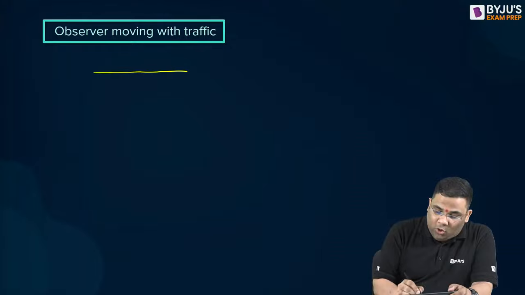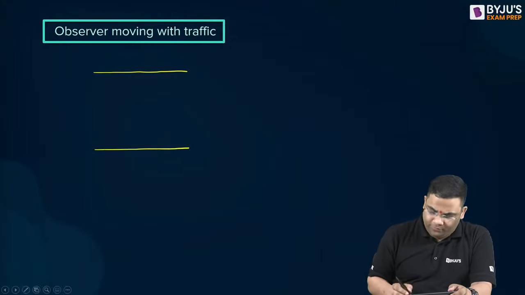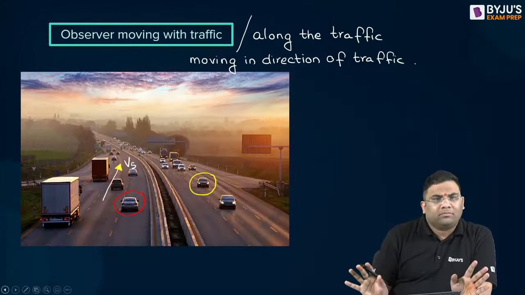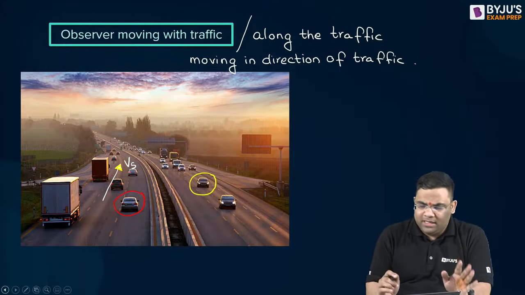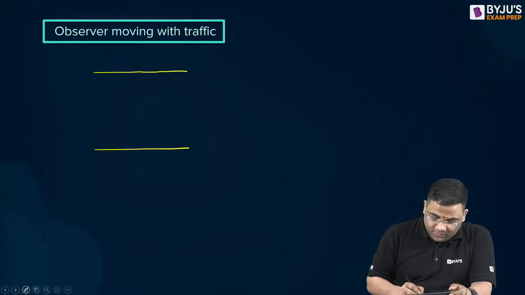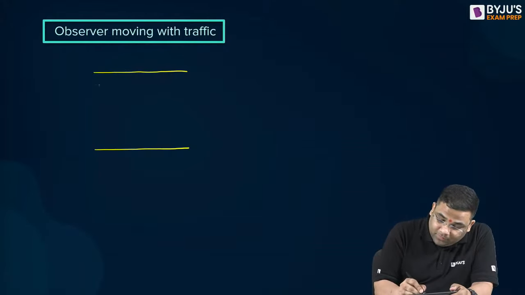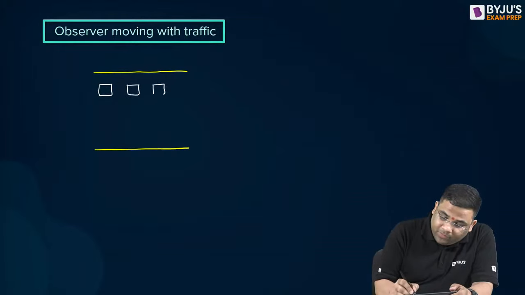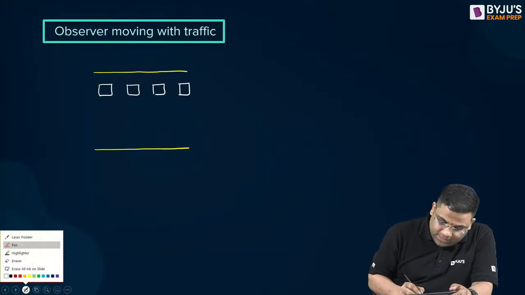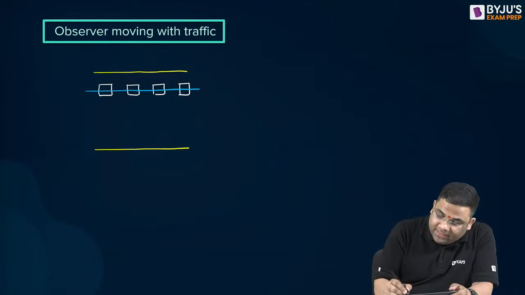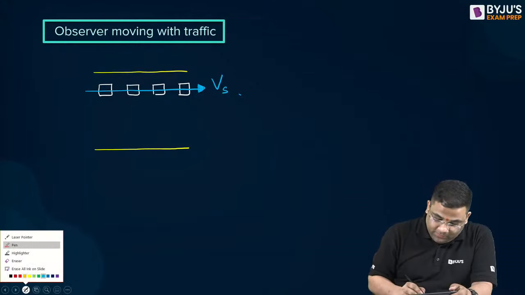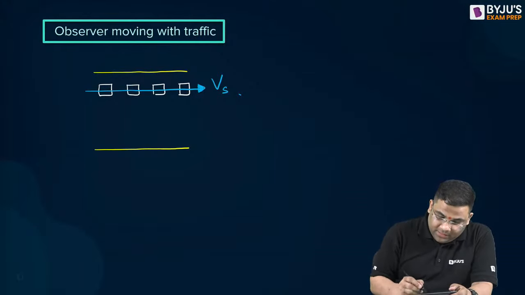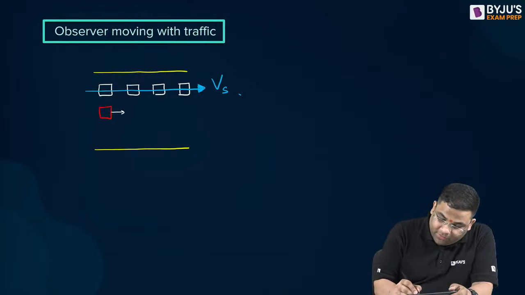Suppose I'm seeing the top view. Here I saw the real diagram. In the top view, suppose these are all the vehicles, and all the vehicles are moving. Suppose their average velocity is Vs, the stream velocity. And suppose this is our test vehicle, and it is moving with the velocity V naught.